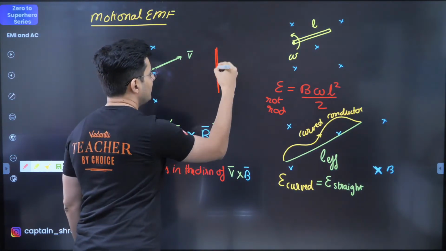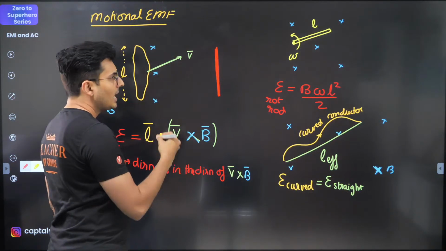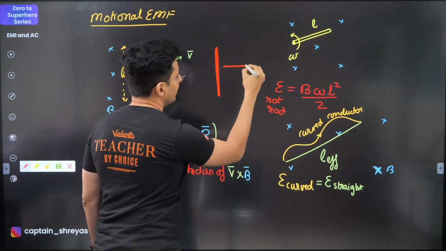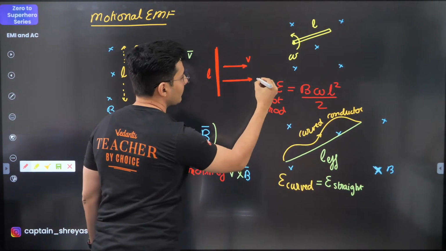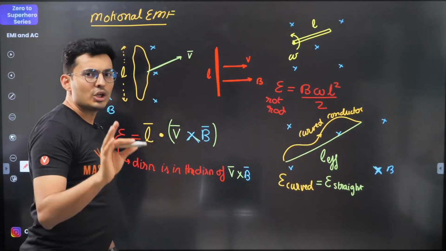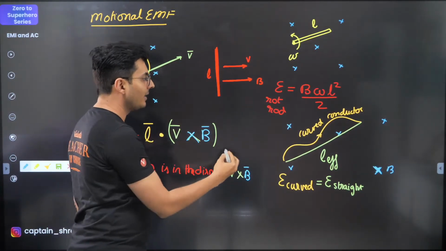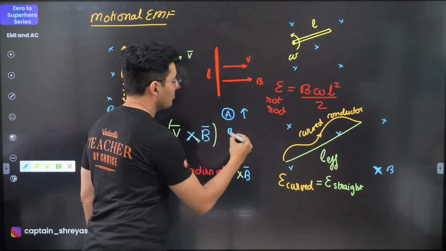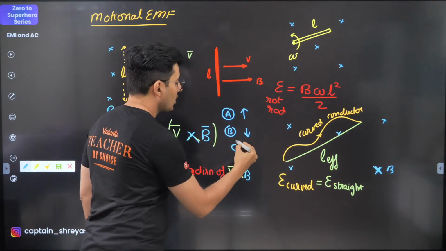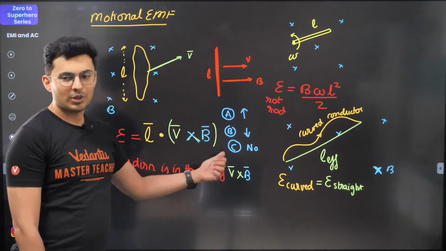Imagine guys, this is one conductor, and let's say the conductor is moving this way, this is the length, and the magnetic field is this way. Quickly tell me in the chat box, where will the EMF be created? Option A, it will be created upwards. Option B, it will be created downwards. Option C, there will be no EMF created.